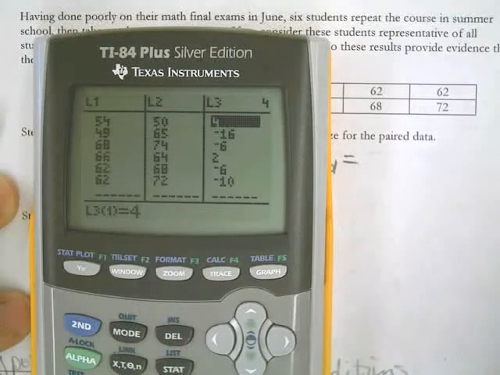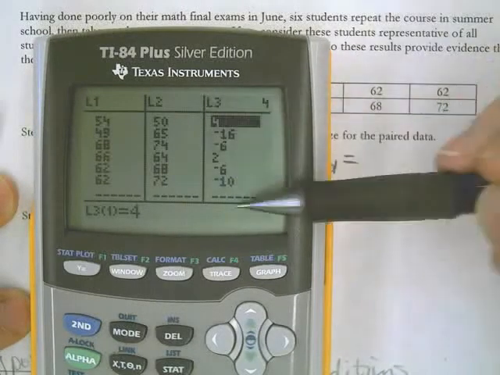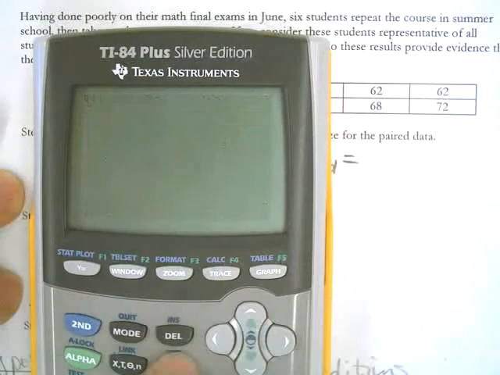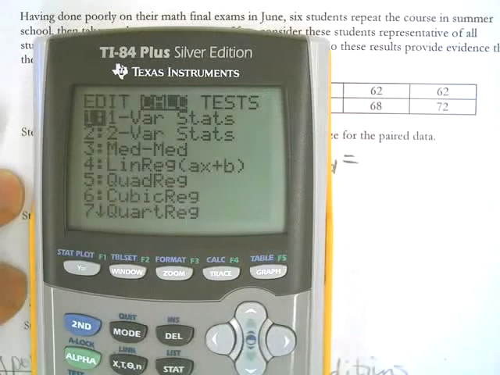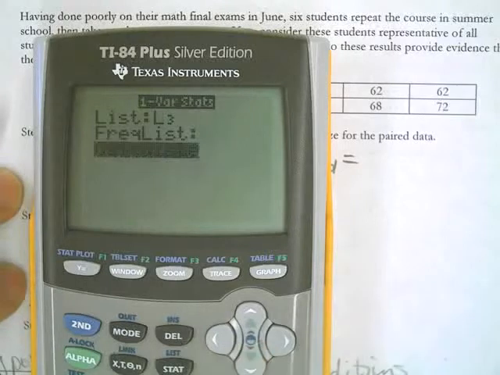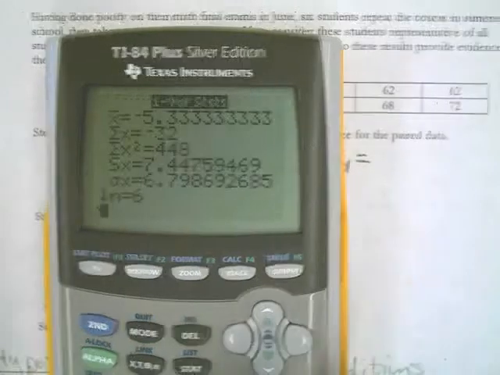So this is the set of data that we're going to look at, okay? And so I'm going to do a 1-Var Stats test to get all the information on that. Make sure you're at L3, make sure there's no frequency, and we calculate. And so then there's all our numbers.